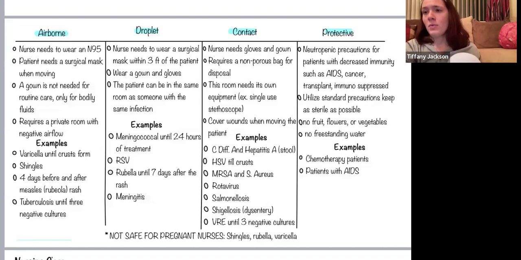We're going to utilize standard precautions to keep the patient safe, but we also want to make sure their room is safe. So no freestanding water. Visitors bring flowers that can cause infection. There might be some bacteria on those flowers and in the water. We also want to make sure they fully cook their food, their meats, their vegetables, their fruits, etc. Also, keep in mind, for nurses who are pregnant, these women should not be taking care of patients who have shingles, rubella, or varicella.